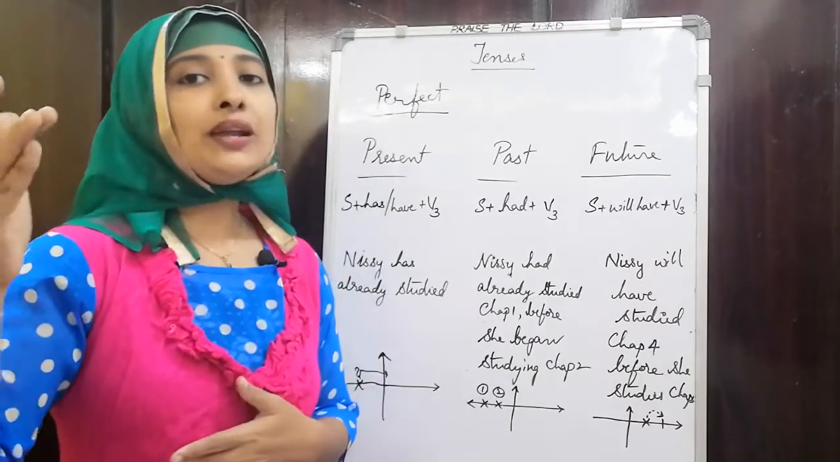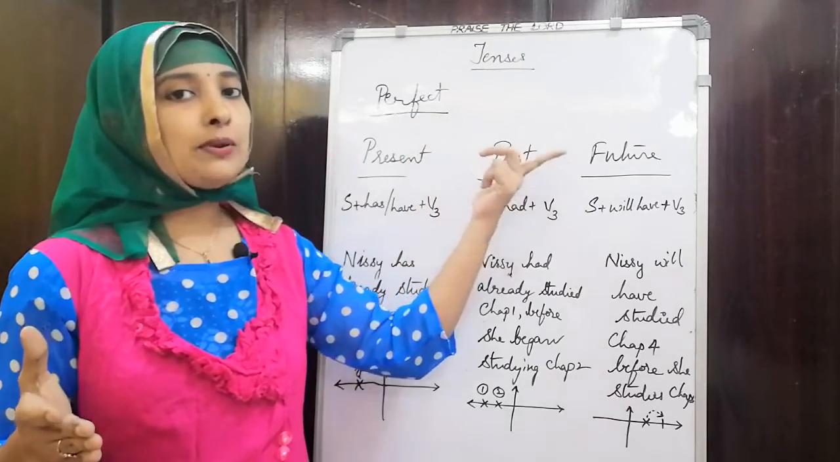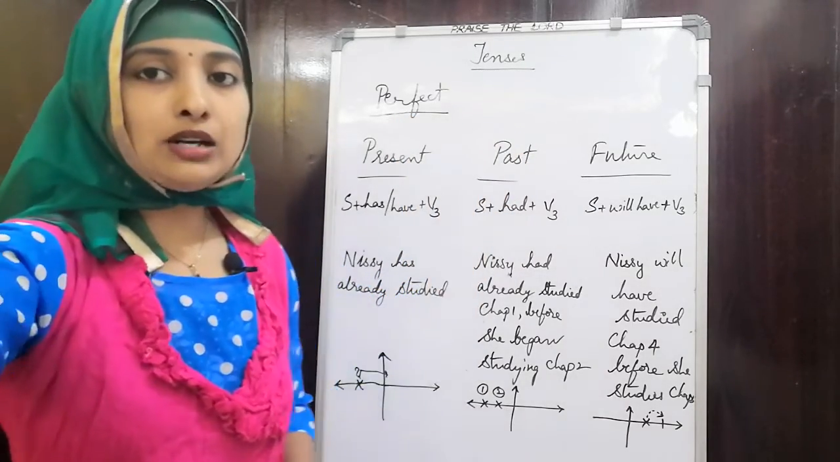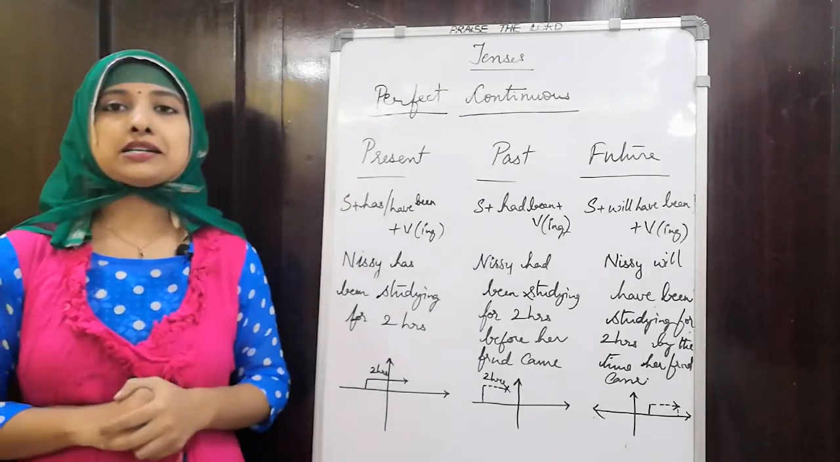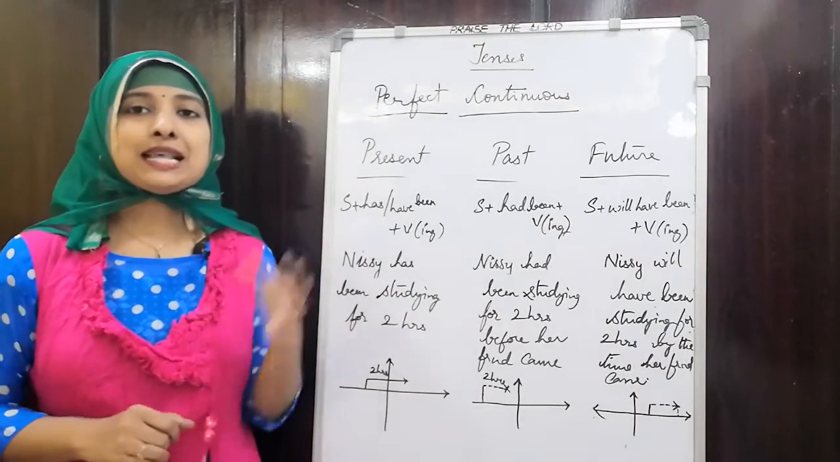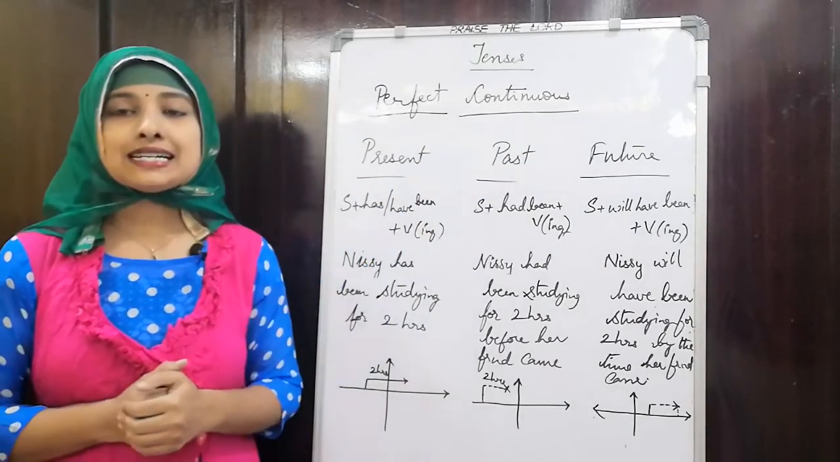The last aspect is perfect continuous. That is present perfect continuous, future perfect continuous and past perfect continuous. We will do with that. And coming to the last aspect, the perfect continuous aspect, which is present perfect continuous, past perfect continuous and future perfect continuous.